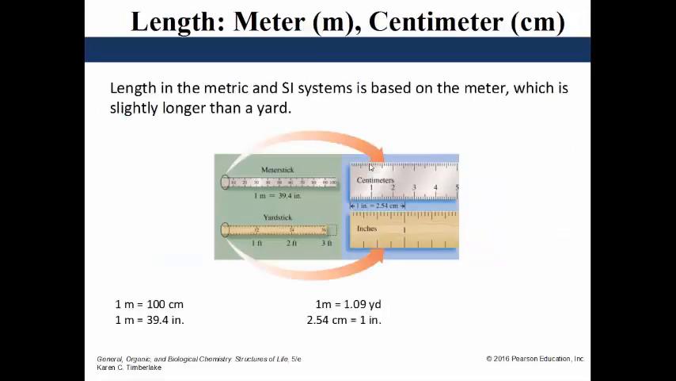All right, the length in the metric and the SI systems is all based on the meter, which is just slightly longer than 1 yard. So 1 meter is the same thing as 100 centimeters. You remember centi or cent; you think of cents in a dollar, there are 100 of those. So the prefix centi always means 100th. 1 meter is also 39.4 inches. It's also the same thing as 1.09 yards. And then 2.54 centimeters is the same thing as 1 inch. So all these are equivalent values to one another.